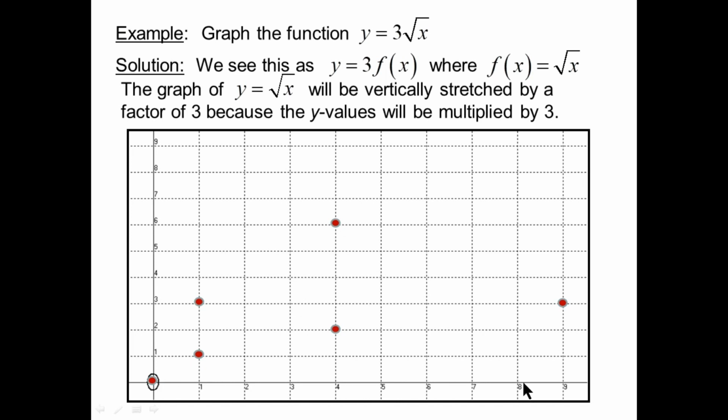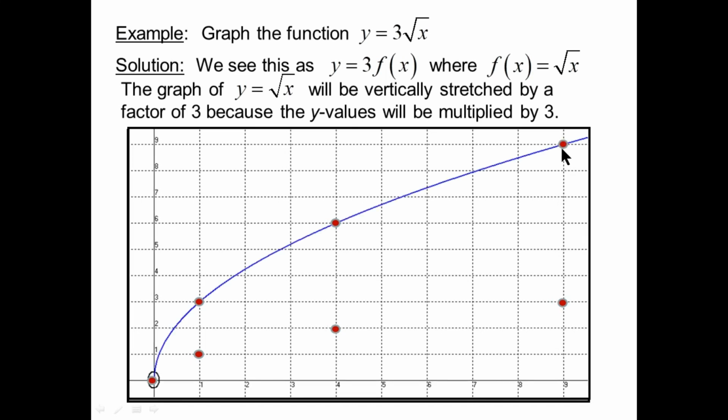And let's consider the other one. When the y value is 3, the new y value will be 3 times 3, which is all the way up here at a y value of 9. Join these new points together and label your graph y equals 3 times the root of x.